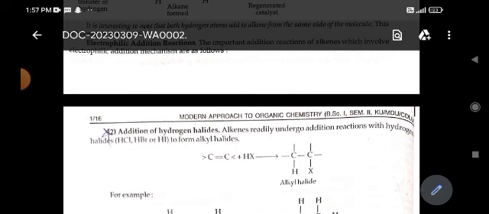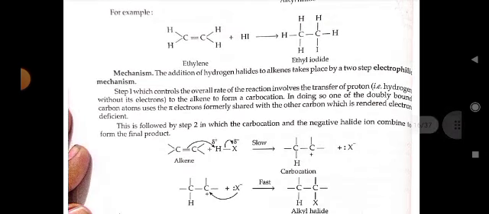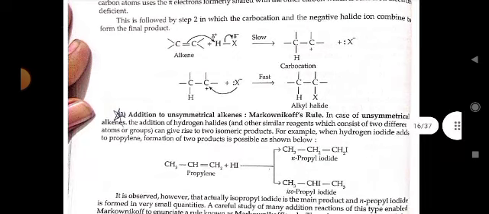Mechanism. The addition of hydrogen halides to alkenes takes place by a two-step electrophilic mechanism. Step 1, which controls the overall rate of the reaction, involves the transfer of a proton, that is hydrogen without its electron, to the alkene to form a carbocation. In doing so, one of the double bonded carbon atoms uses the pi electrons formerly shared with the other carbon, which is rendered electron deficient. This is followed by step 2, in which the carbocation and the negative halide ion combine to form the final product.